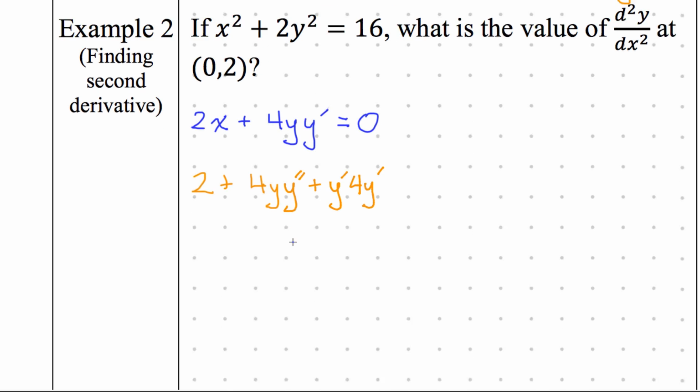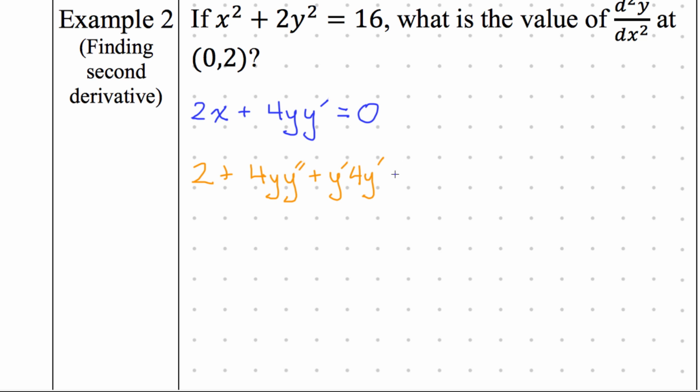All right, so this is still equal to 0. I should continue writing this as equal to 0. And now we need to get our y double prime isolated. Maybe this is not necessarily the hard way, I think it's just a different way. Let's get it isolated. So what am I going to do to both sides first?